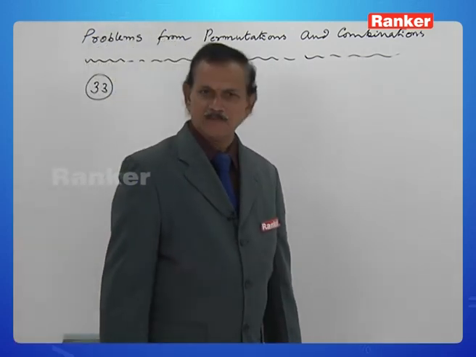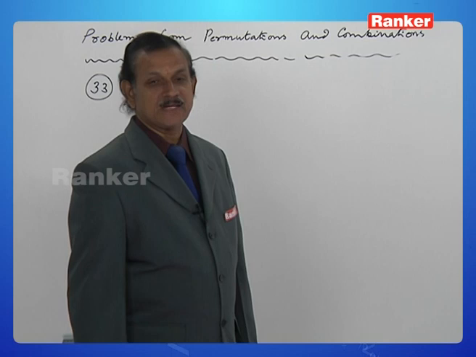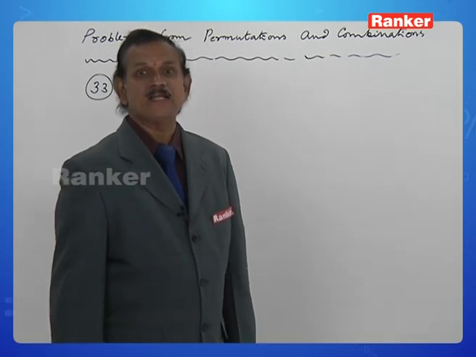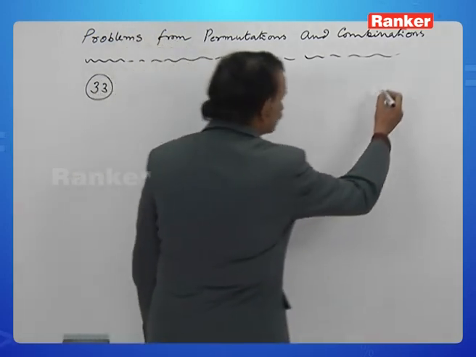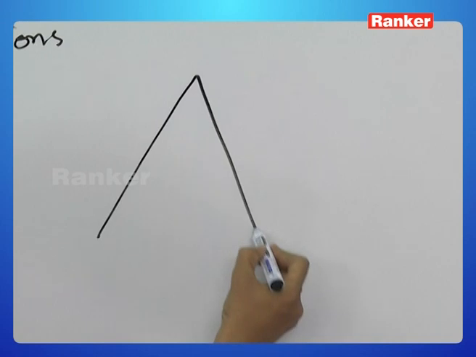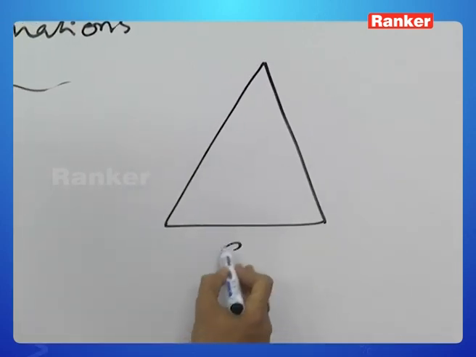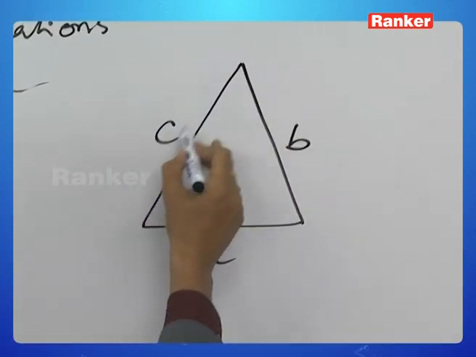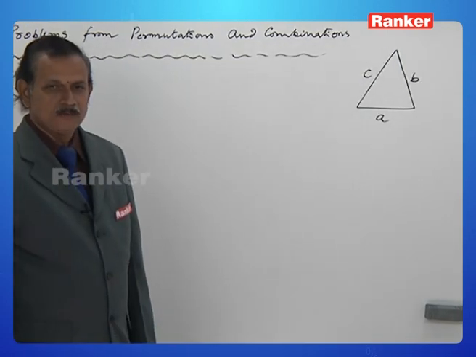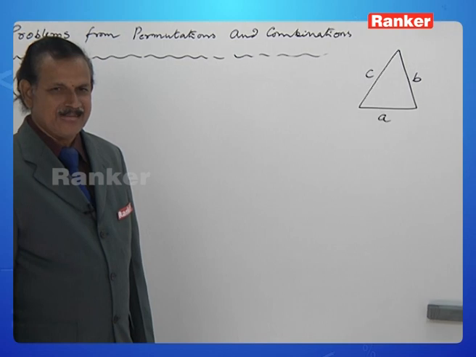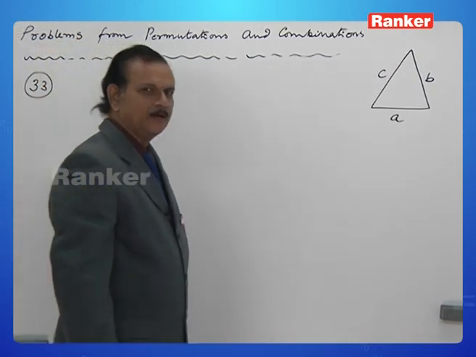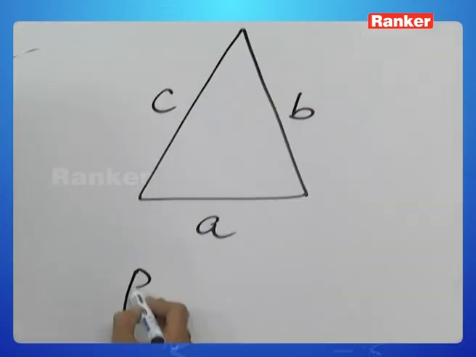Moreover, A plus B plus C, the perimeter, is 21, he is saying. A, B, C, what are A, B, C? Natural numbers which can be represented as the lengths of the sides of a triangle with perimeter 21. What is the perimeter?